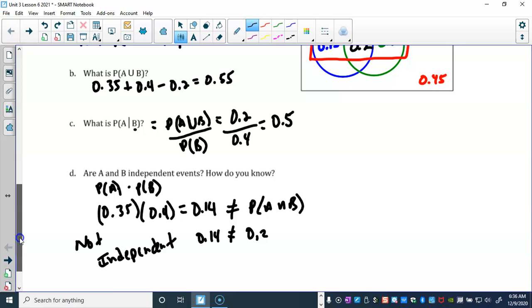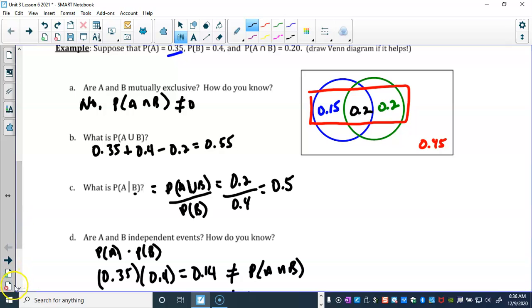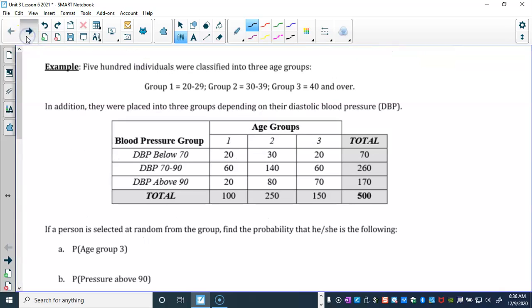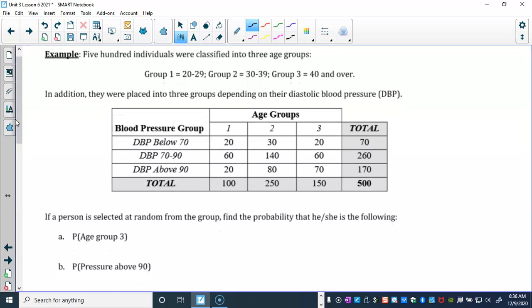Okay, remember, you can always pause and rewatch if you did not understand something. Let's go to our next example. So we have this table here. 500 individuals were classified in 3 groups, by age and by blood pressure. Notice the total is out of 500. And this is a great example of why we're not going to reduce, because we're going to be dealing with really large numbers.